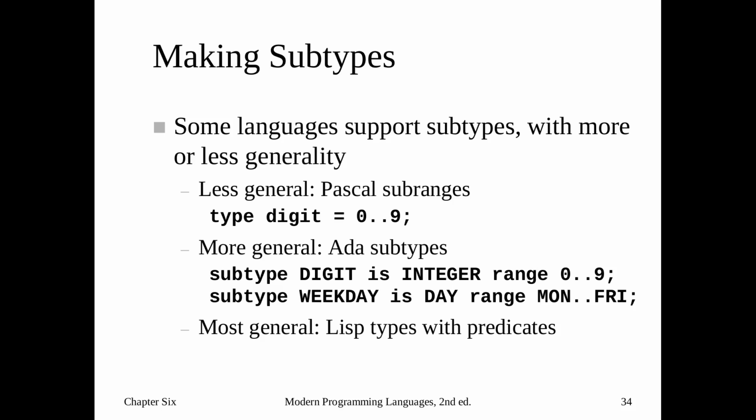More general would be Ada subtypes, which we can say subtype digit is an integer in range 0 to 9. Subtype weekday is a day, but has the range Monday through Friday. You can have more general concepts, like types with predicates, right? So essentially we create a type, but it's a subtype through the predicate action.